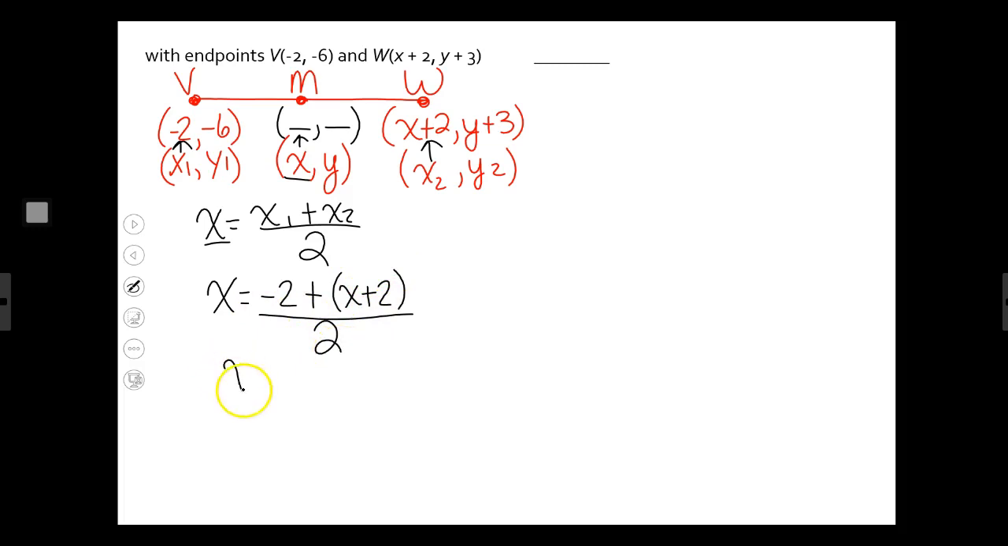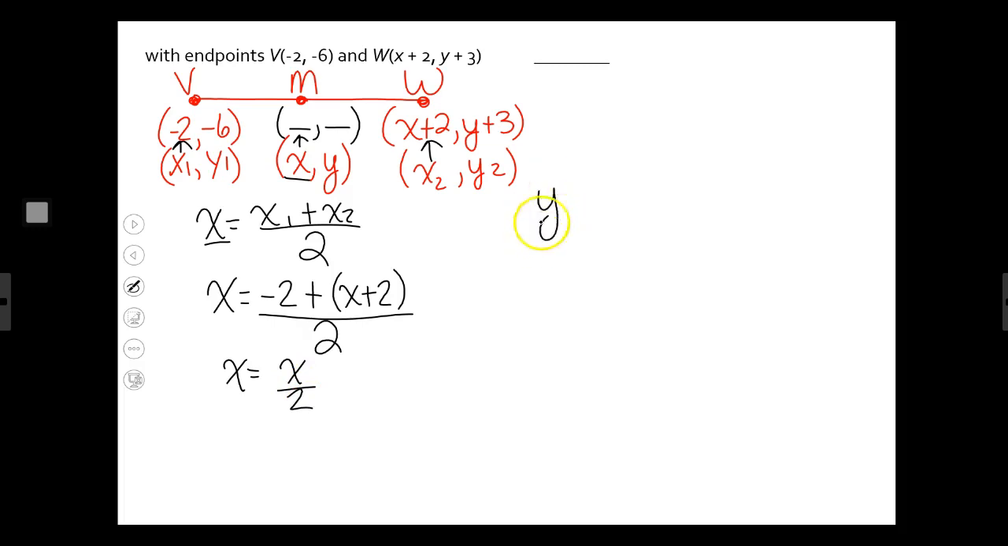Okay, so now let's combine like terms. You have negative 2 plus x plus 2. We know that negative 2 plus 2 is 0, so you just have x over 2. That is it. I can't do anything else. x equals x over 2.